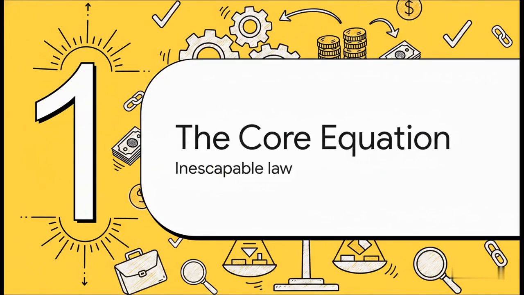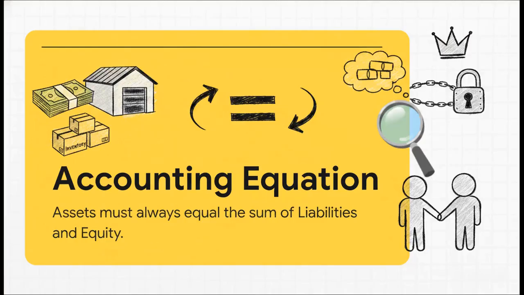All right, Section 1. The core accounting equation. This is the inescapable law of accounting. So the absolutely crucial point to remember here is that everything a company owns, its assets, things like cash, inventory, or buildings, has to equal exactly how it was funded. And honestly, there are really only two ways to fund a business. It's either through outside obligations, which are your liabilities, or through owner funding, which is equity.